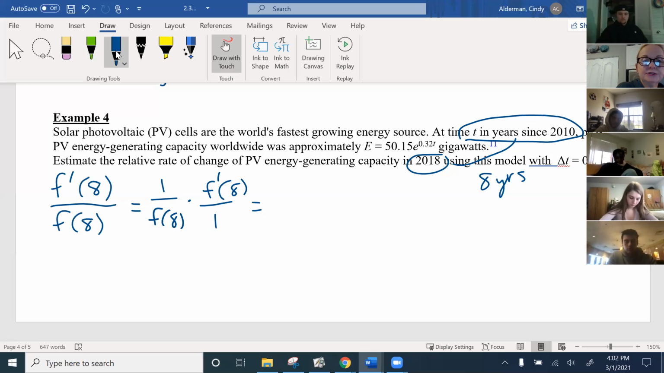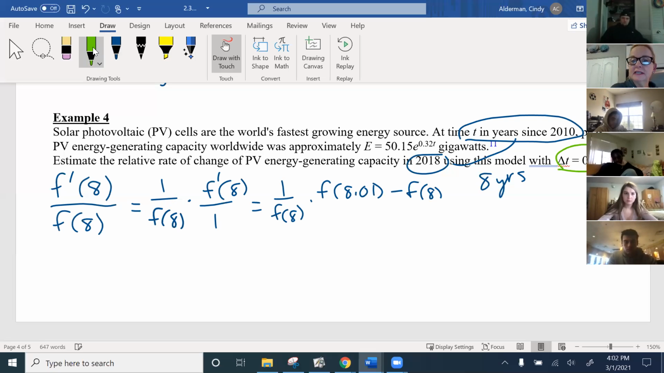So we could say that's equal to, I'm going to just leave this alone, F of 8 times, now I'm just going to use the formula itself, right? So I'm going to do F of 8.01 minus F of 8. That's where this change in T comes in, right? All over 8.01 minus 8.